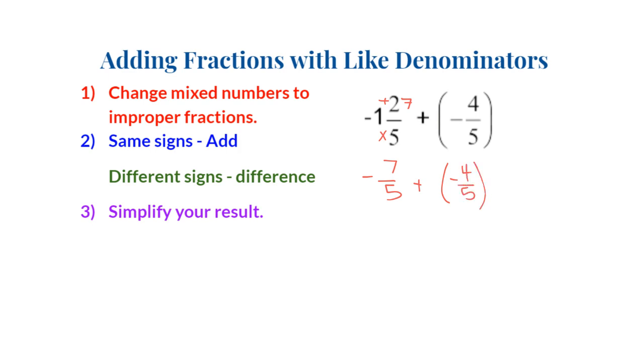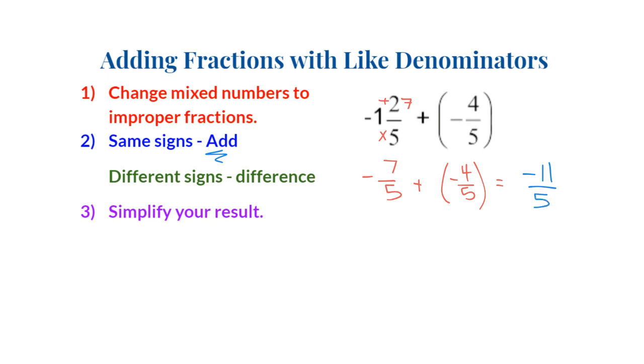Now that I have my mixed numbers as improper fractions, I already have common denominators, so I can go ahead and start adding or subtracting. Both of these have the same signs, and remember, same signs mean to add. So I'm going to go ahead and just add these together. Negative 7 plus negative 4 is negative 11. And then I'm keeping the 5 the same because I want to keep that in common.